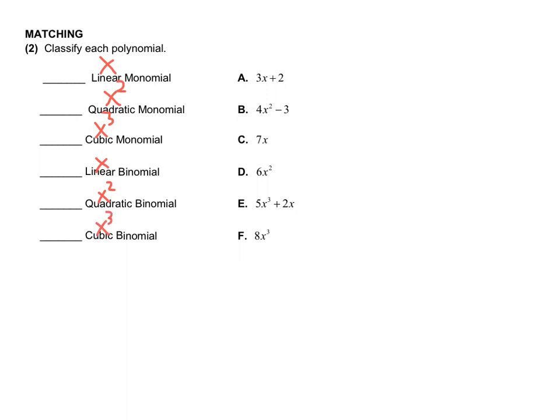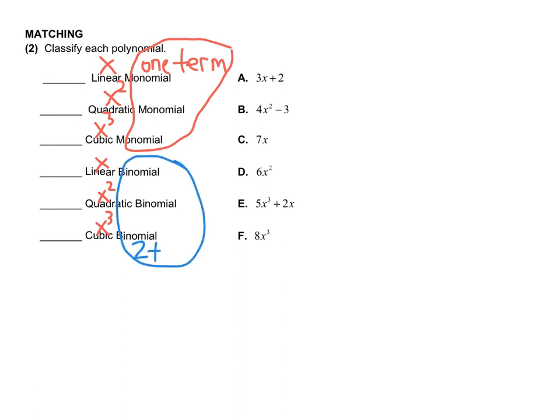Now, these words: monomial means there's one term, so there's no plus or minus for the monomials. For the binomials, I'm going to change colors so it's a little easier for you to see. Bi means two, so two terms. That means there should be a plus or a minus between two terms.